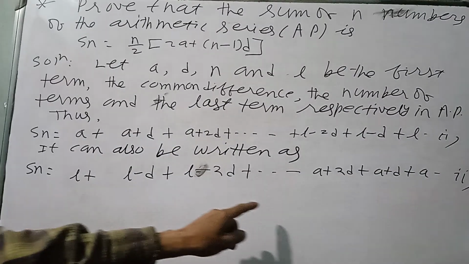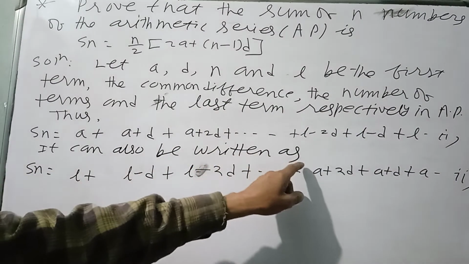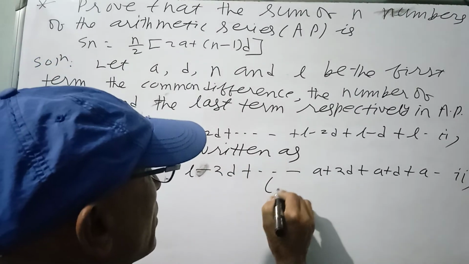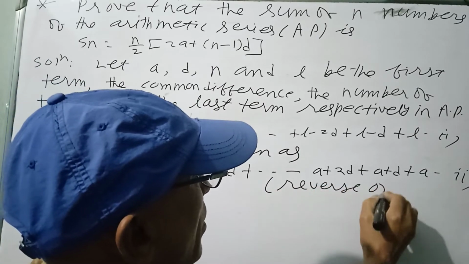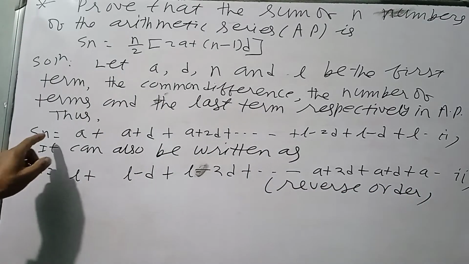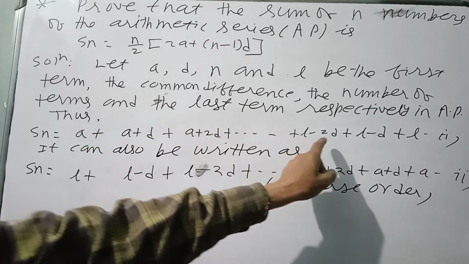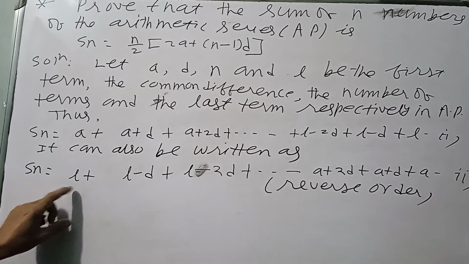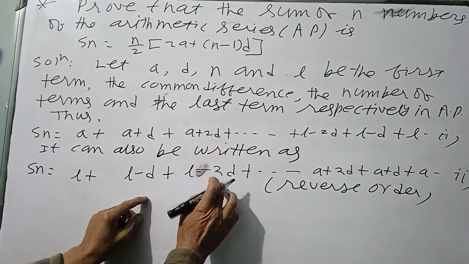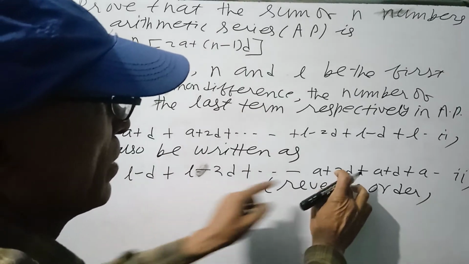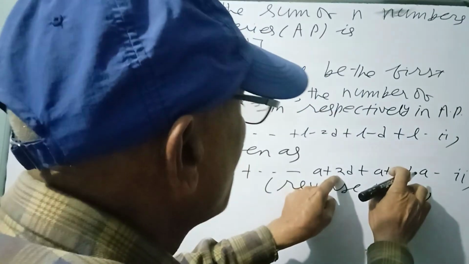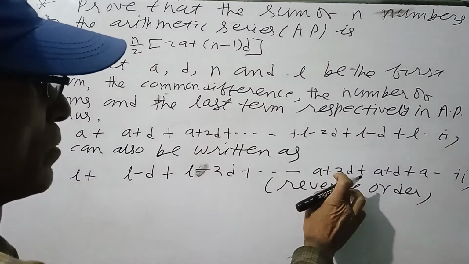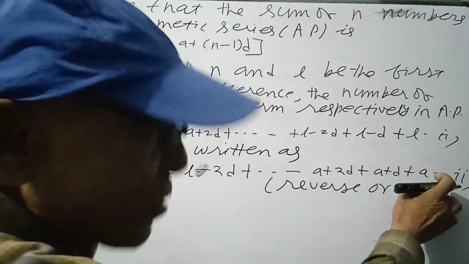Alright, you can write it in the reverse order. It is also called reverse order. See, first term, second term, third term, third last plus second last plus last. Sn equals last term, second last, third last, plus then third term plus second term and first term in the reverse order.